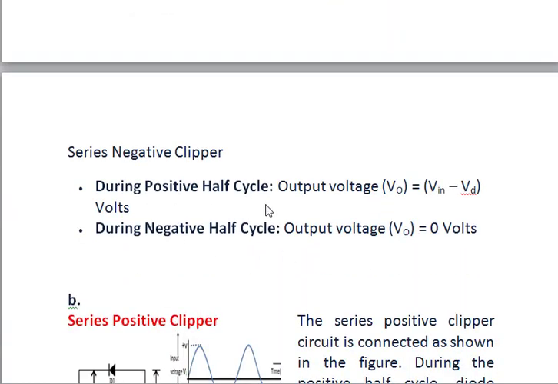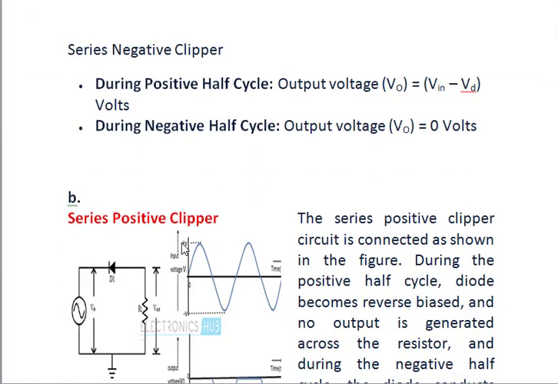In this, during the positive half cycle, when the diode is in the forward bias, the output voltage V output is equal to the input voltage minus the diode voltage. During the negative half cycle, the diode is in reverse bias, so there is no output voltage, so V output is equal to 0 volts.